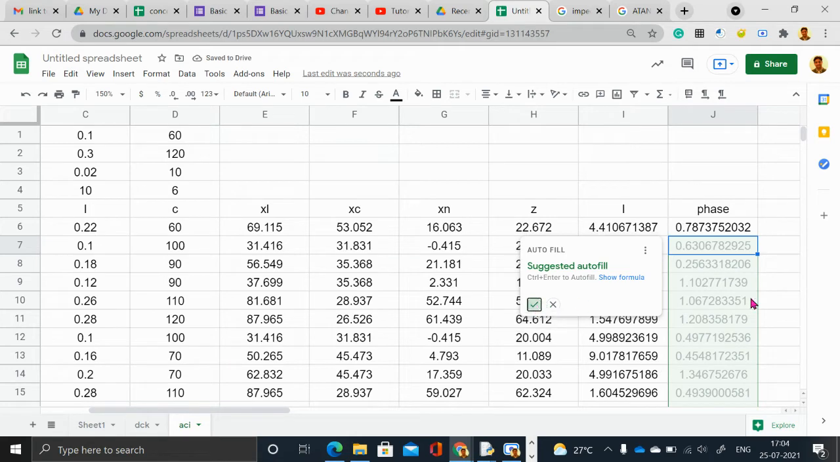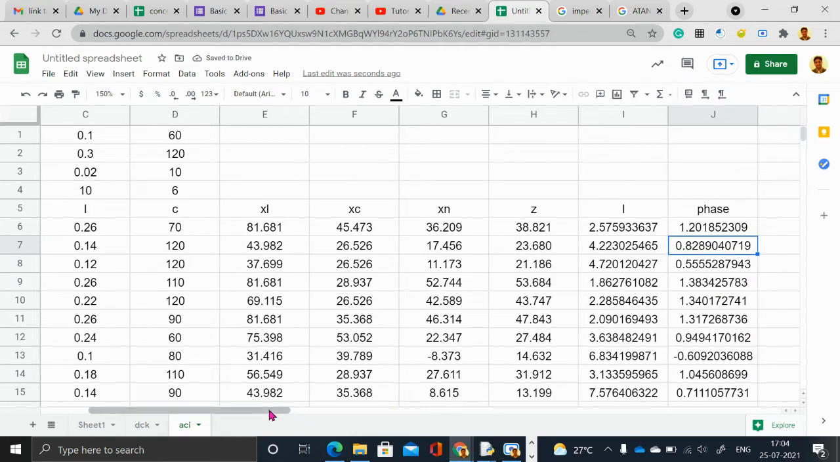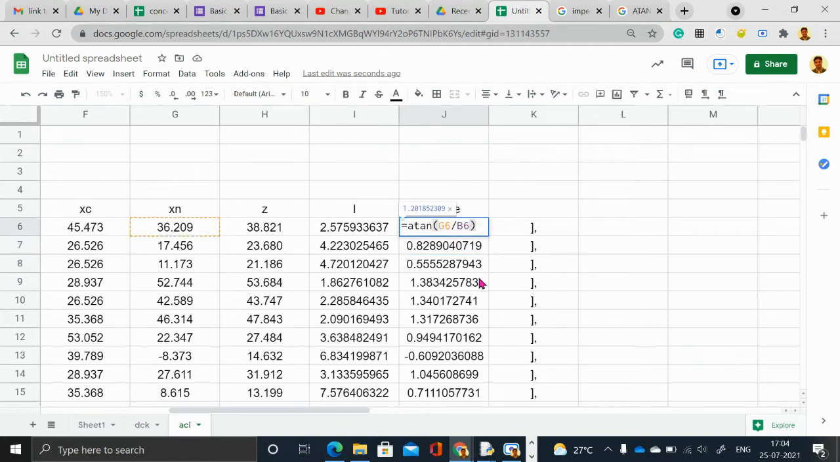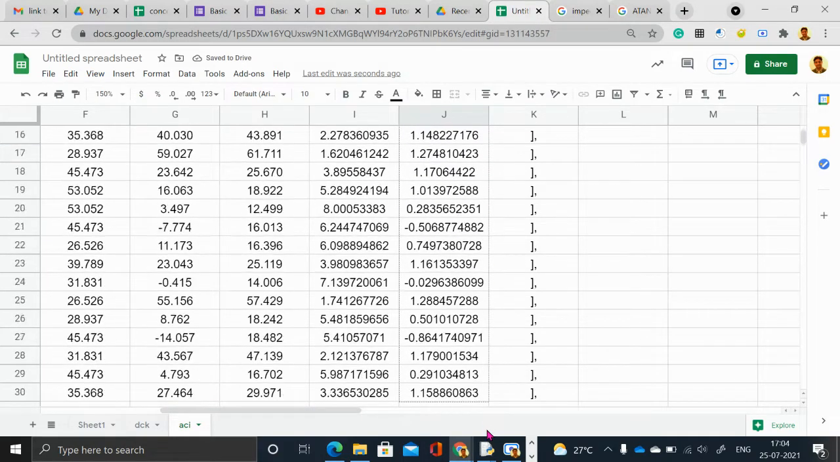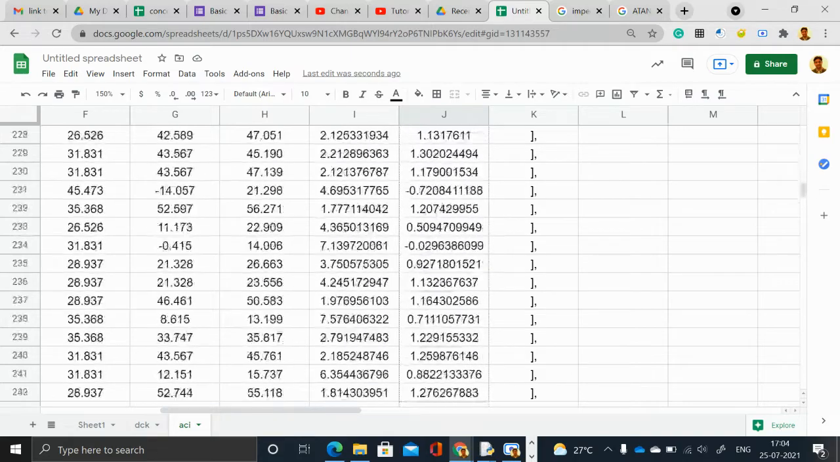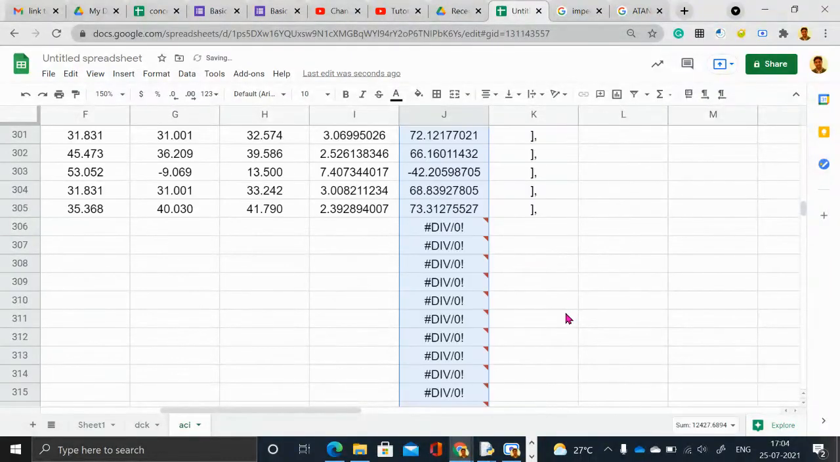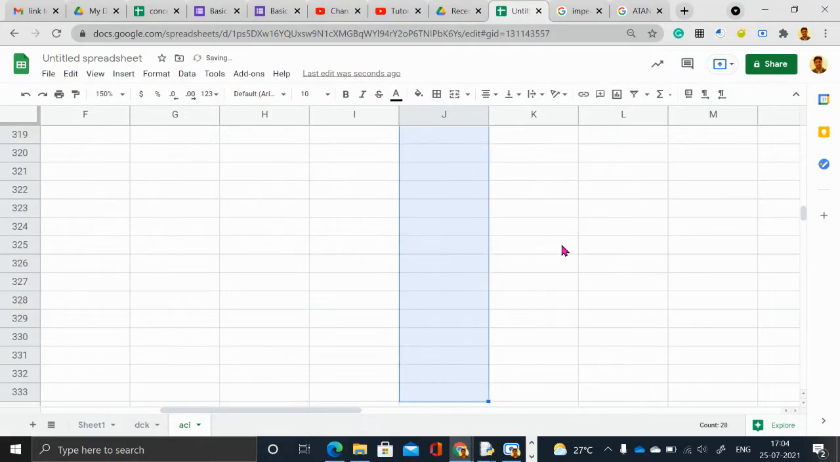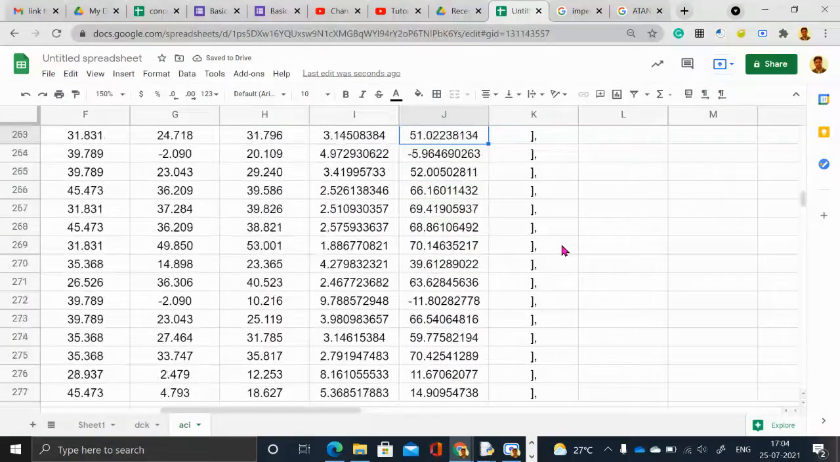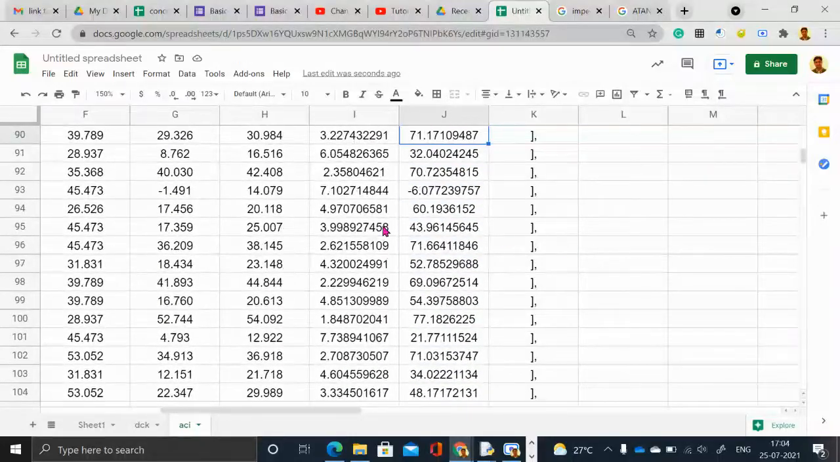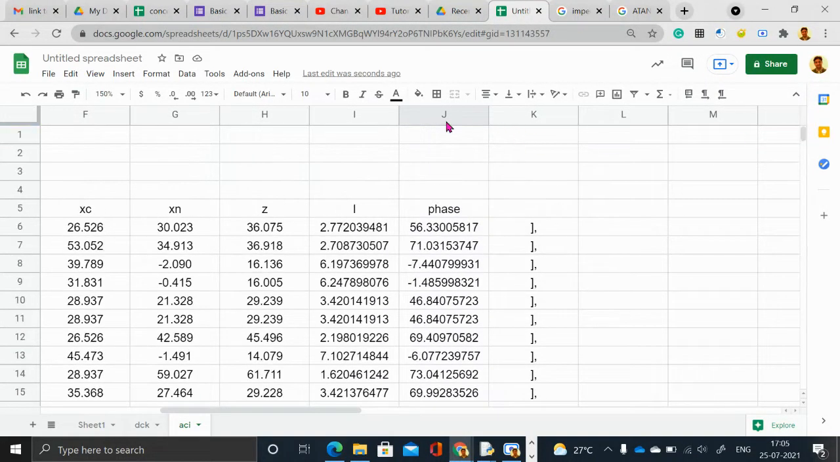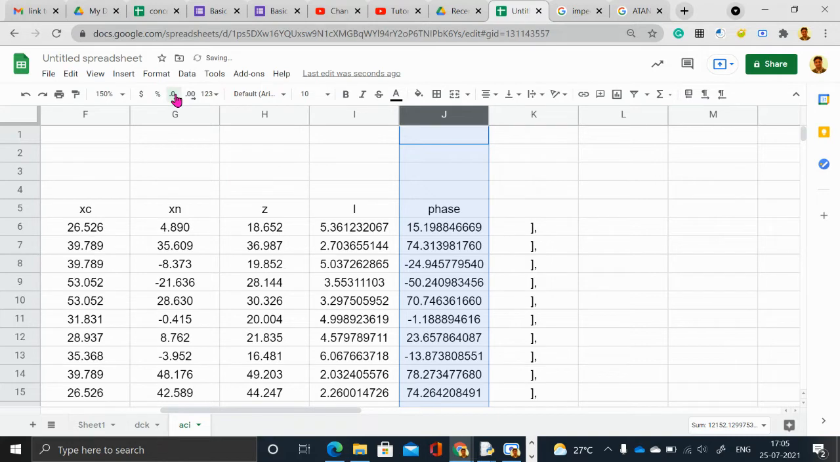Now whatever value we got will be in radians because we are doing tan inverse. So how do I convert radians into degrees? Multiply by 180 divided by pi. I'll copy that formula for the rest of the values. The plus minus sign is also automatically taken care of, so I don't have to do anything else. So the angle is also calculated now. I have everything now, and let me control the decimal places. For the phase angle, I think one decimal place is enough.